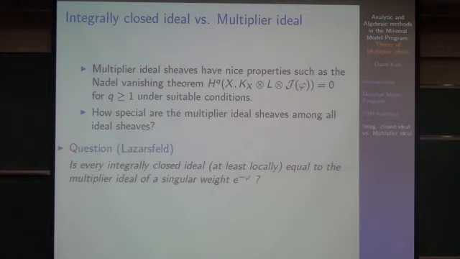So Lazarsfeld formulated the question like this. We already said a multiplier ideal is always integrally closed. So the other direction is whether every integrally closed ideal is equal to some multiplier ideal when you choose this weight in an appropriate way.